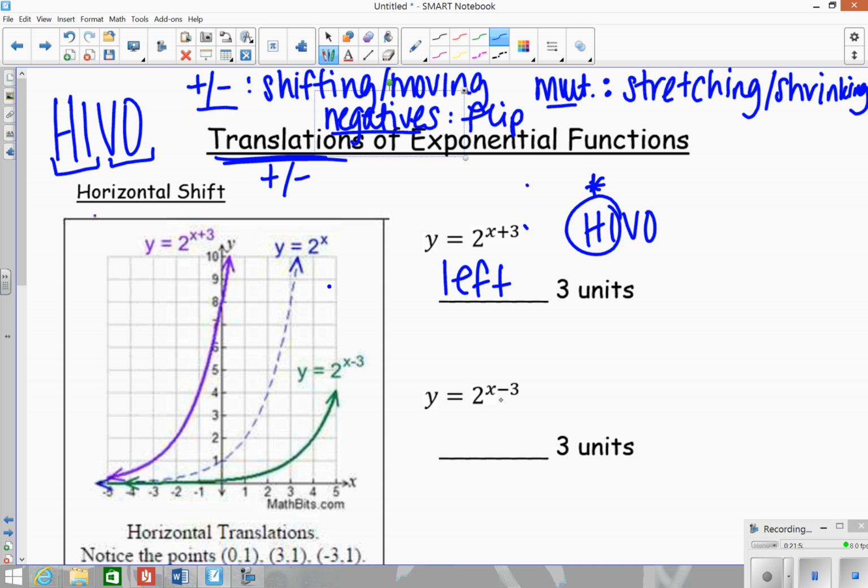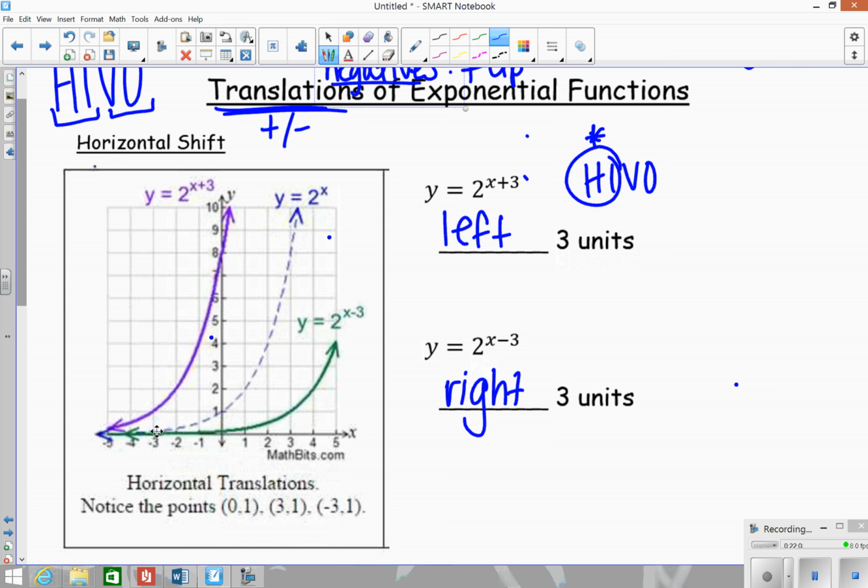Where this one, there's a negative 3 inside the function. So again, inside is the opposite of what you think, which means you're going to go right 3 units. If you look at the pictures here, here's your original, the dotted, like your parent function, 2 to the x. If you look at the negative 3, it moved right 3 units. So let's just look at this y-intercept. The y-intercept moved right 3 units, where in this one with the plus 3, the y-intercept moved left 3 units.